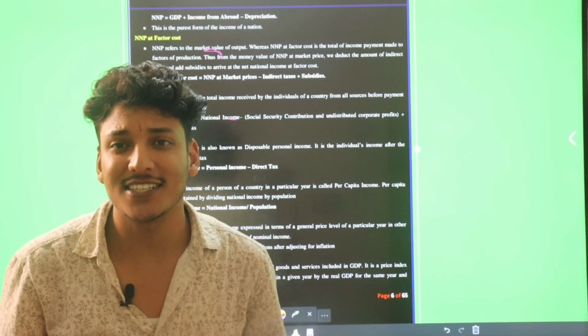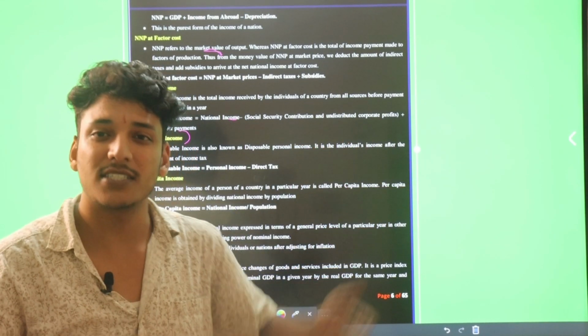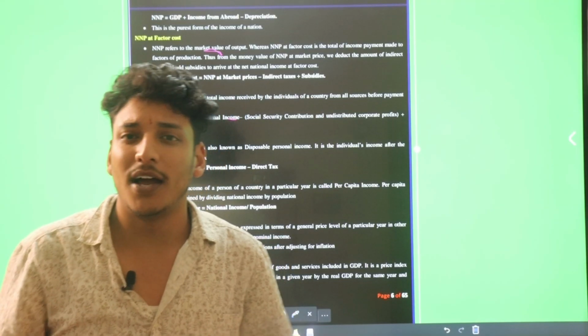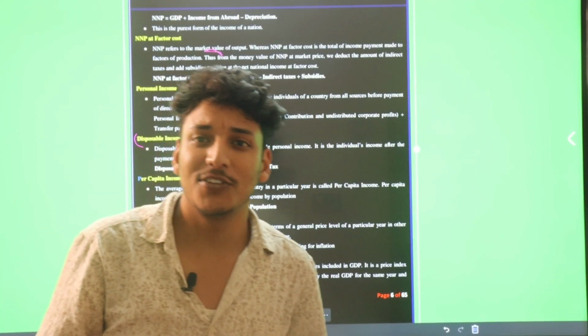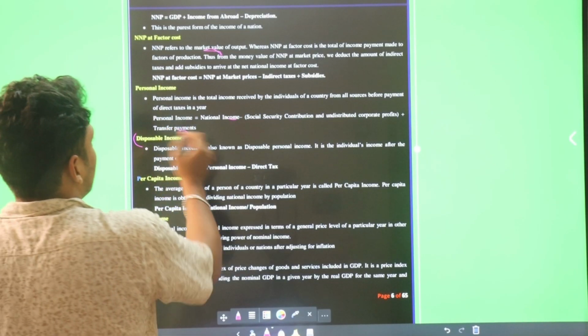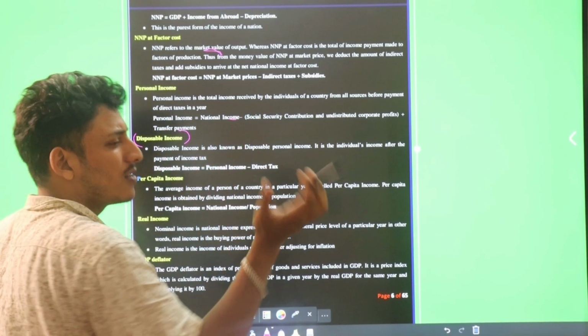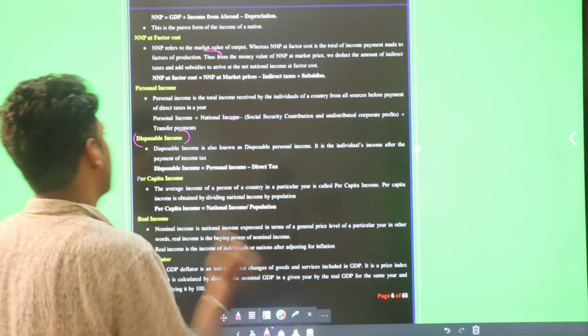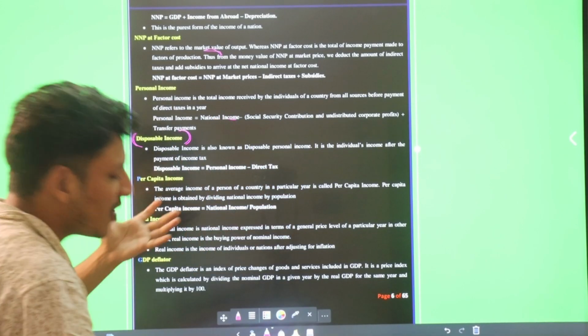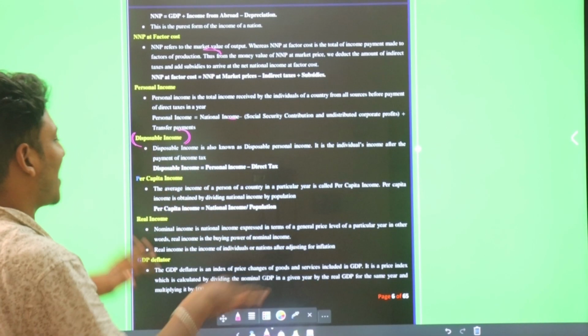And what is indirect tax? I will teach you later, but I am just giving you an overview on this. And indirect taxes are what is GST. Okay. Now, personal income, national income, it means income without deducting a tax. Disposable income, income which is in your hand after deducting all the taxes.